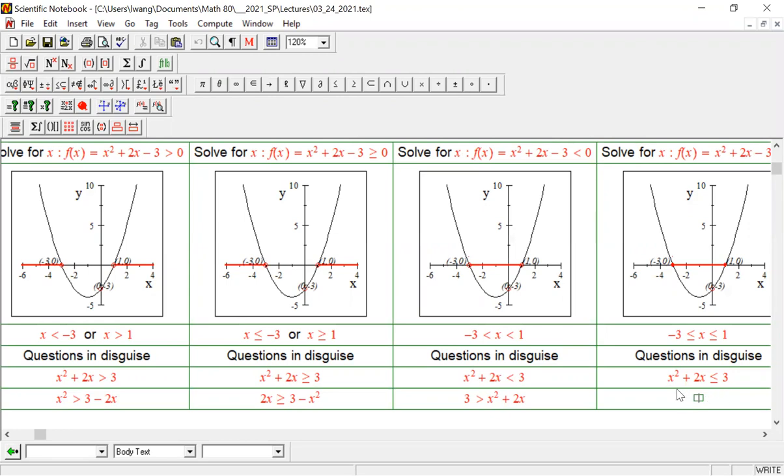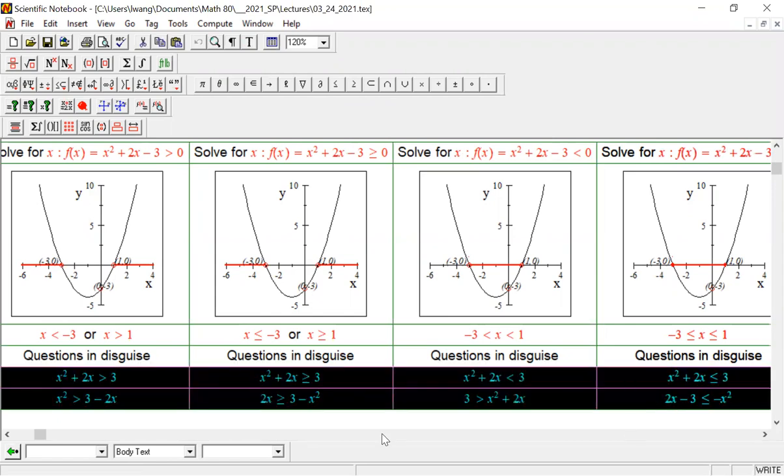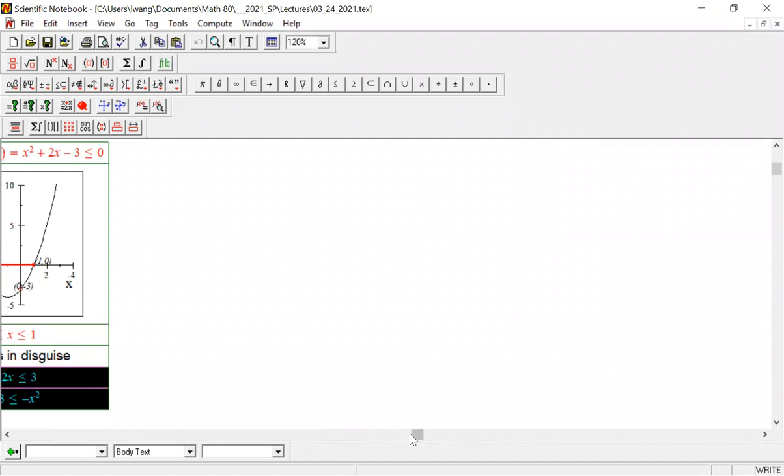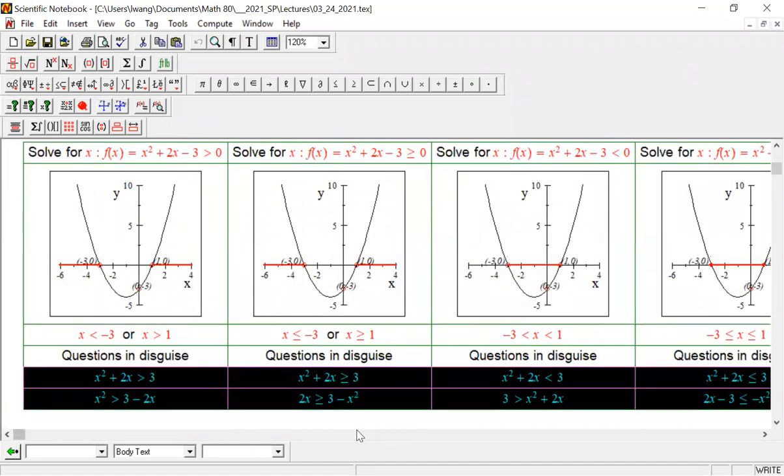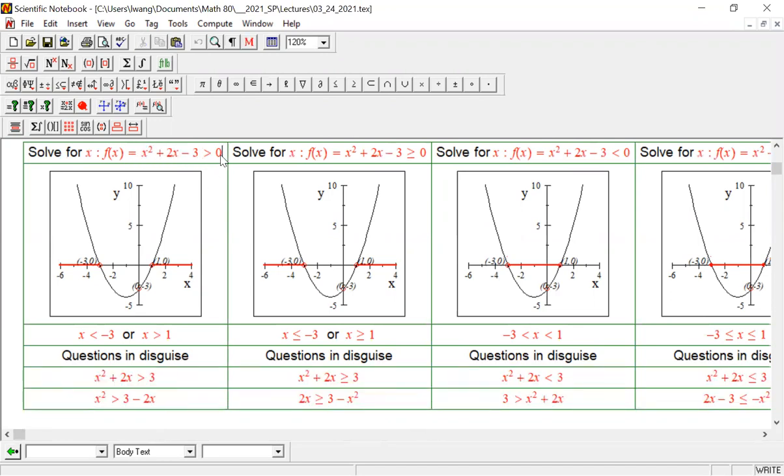And then lastly, I can even make it like 2x minus 3 less than or equal to negative x squared. Look at that. These are all the same question of their category, just in different shape and form. They all mean the same thing if you transform them to compare with 0.